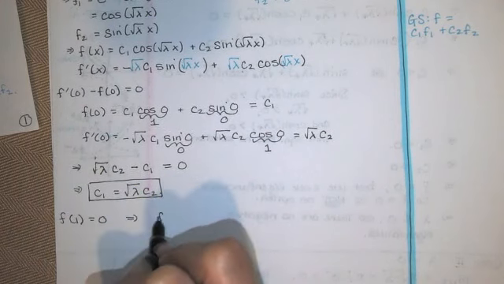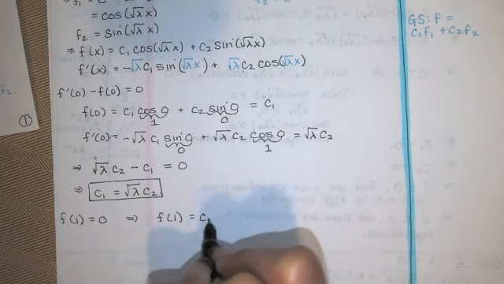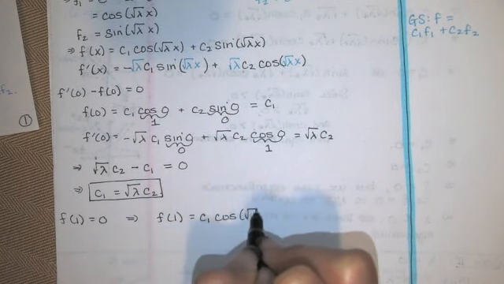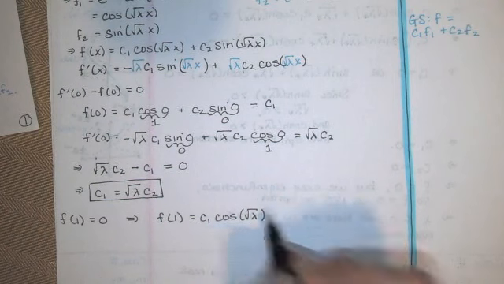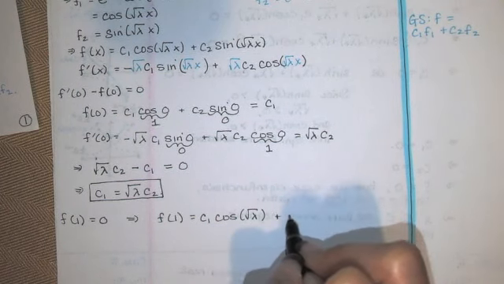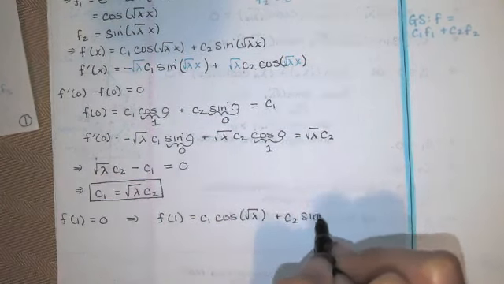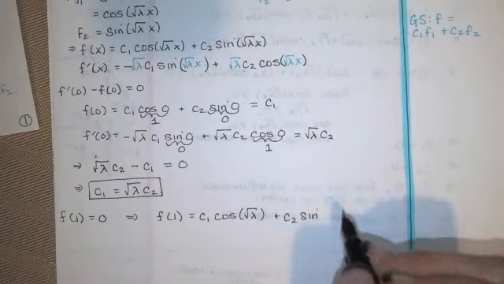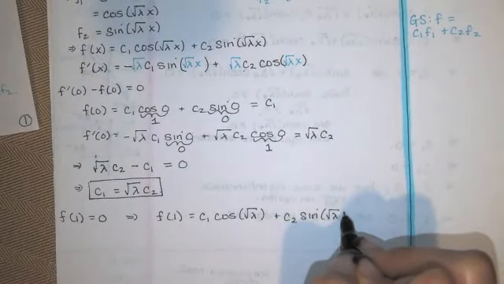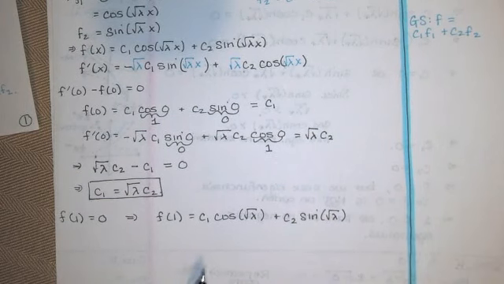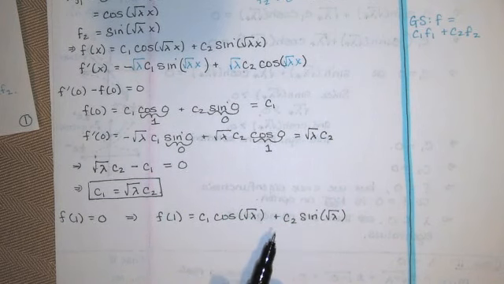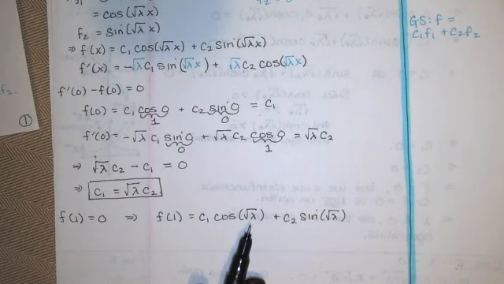Now in our case, we've got f of 1 equals c1 times cosine of the square root of lambda times 1, which is just square root of lambda, plus c2 times sine of square root of lambda times 1. Now we're told that this has to be 0. Cosine and sine of square root of lambda don't simplify at all. The value of that is going to depend on the value of lambda, and lambda is just some positive number.